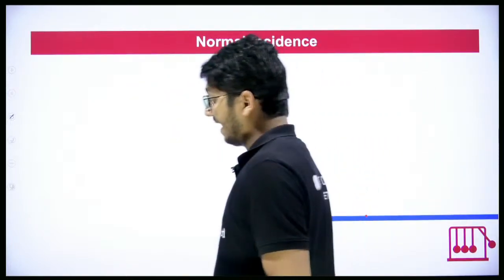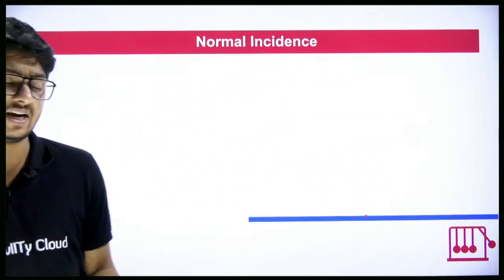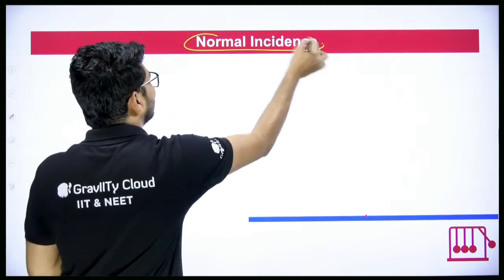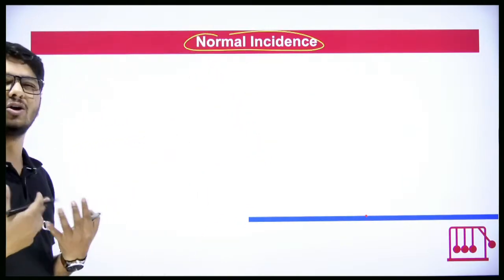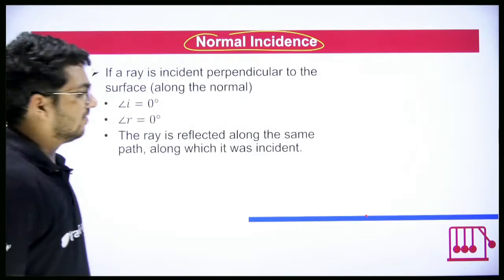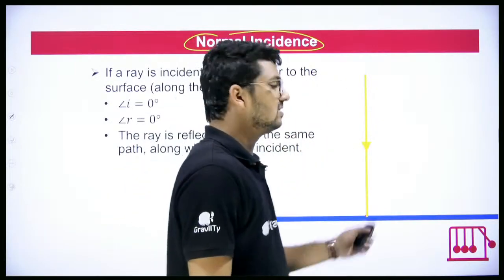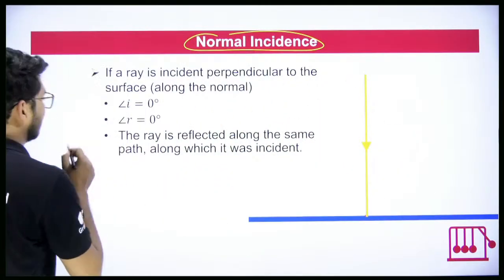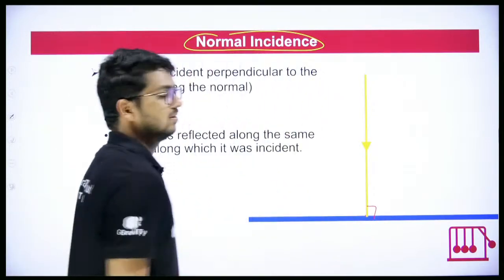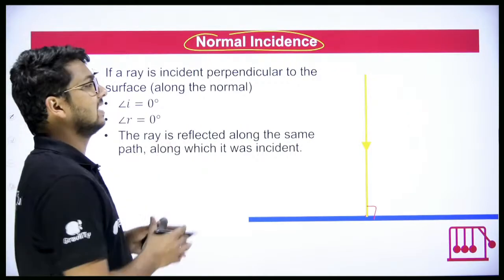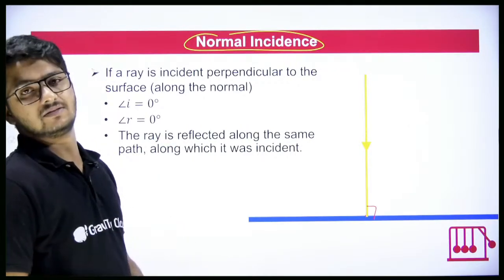Now we have a special case of incidence. What is that called? Normal incidence. And what does that word normal mean? Normal will mean perpendicular. So whenever a ray of light is incident perpendicular to the surface, then we say that it is the case of normal incidence.